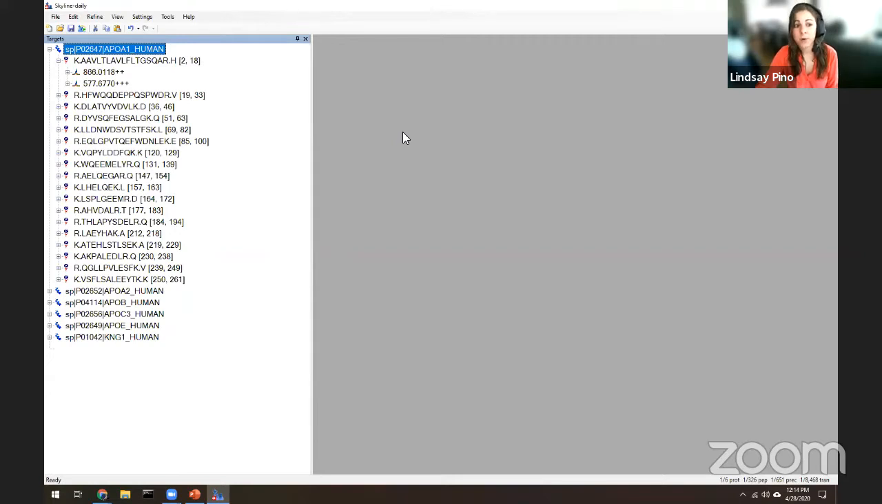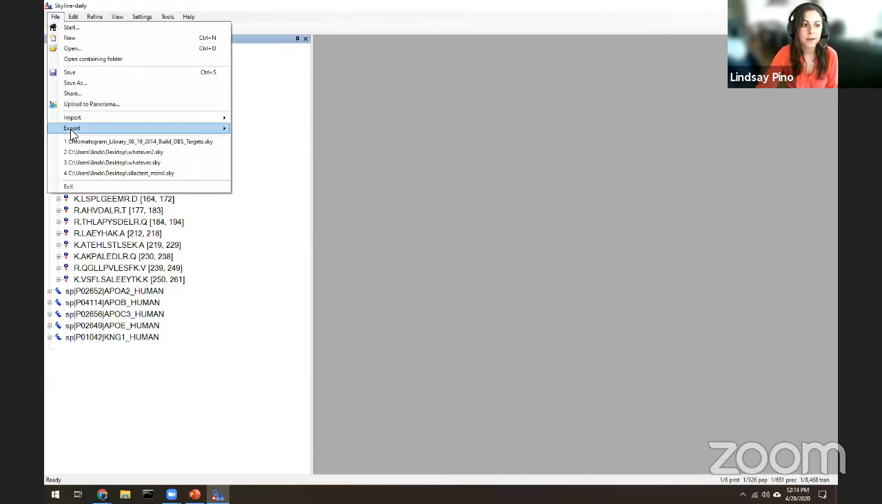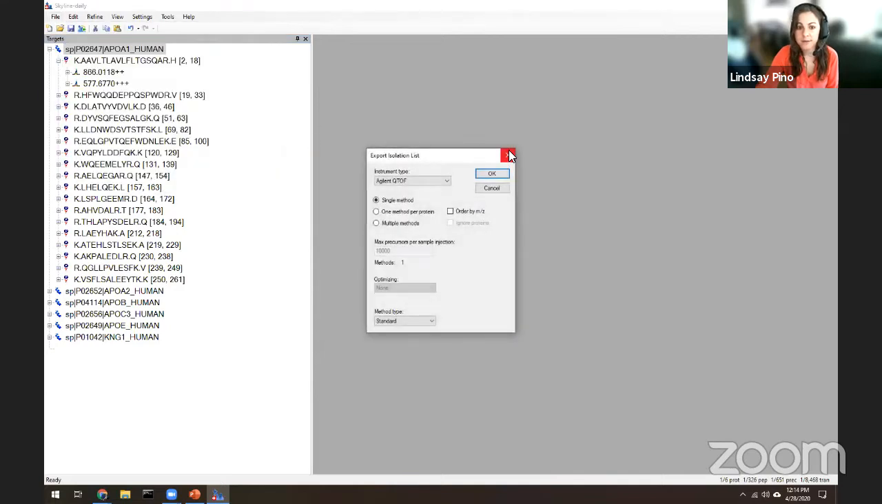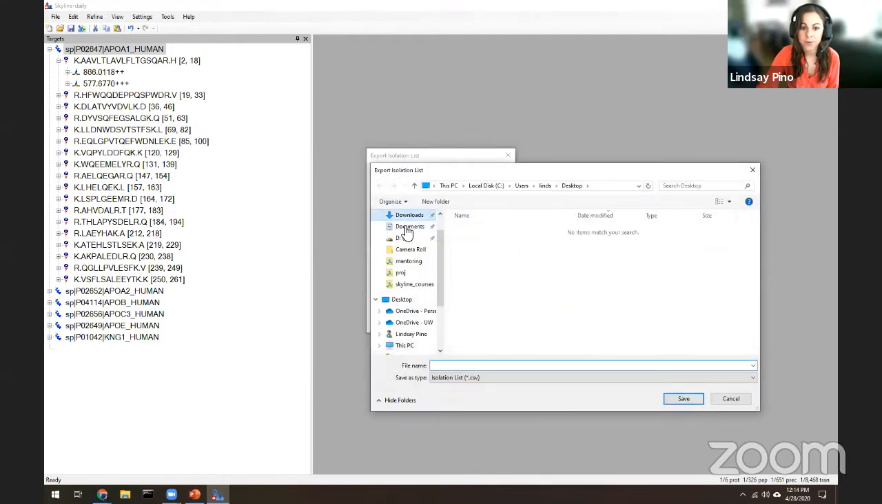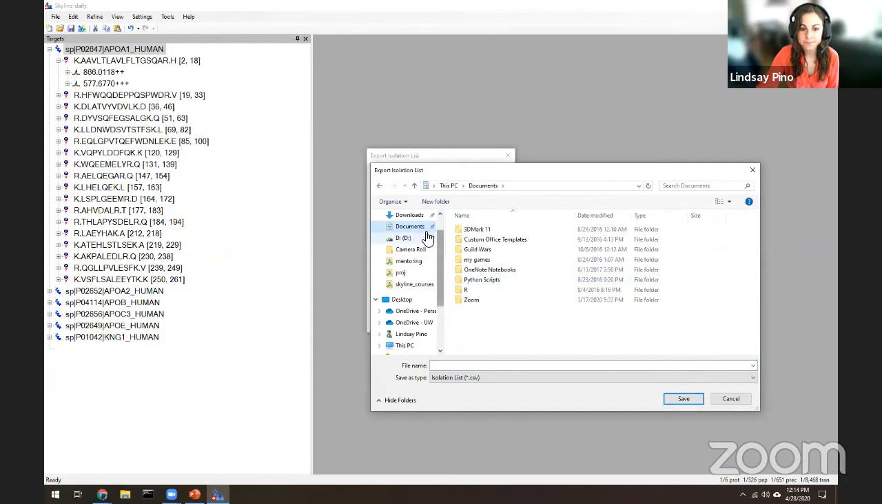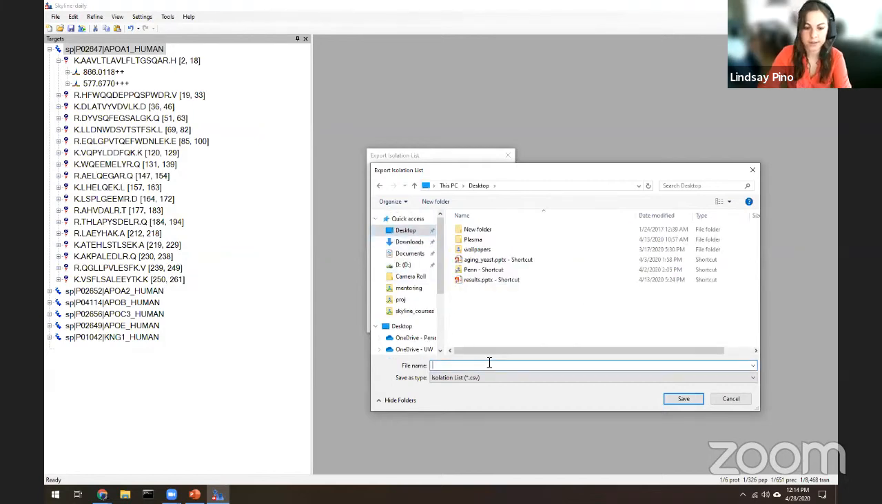So now if we were happy with this and we just wanted to shoot our mass spectrometry sample and see what we see, we could go File, Export, Isolation List for PRM, choose our instrument type. For me, all of my labs have been Thermo labs. We would hit OK, and I'm going to export this just to my desktop to show you what it looks like.